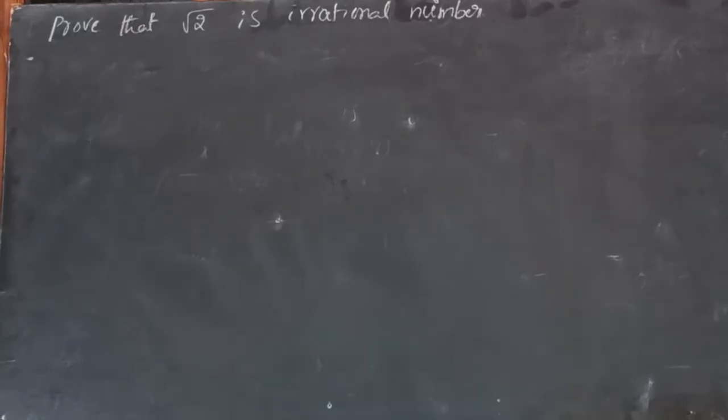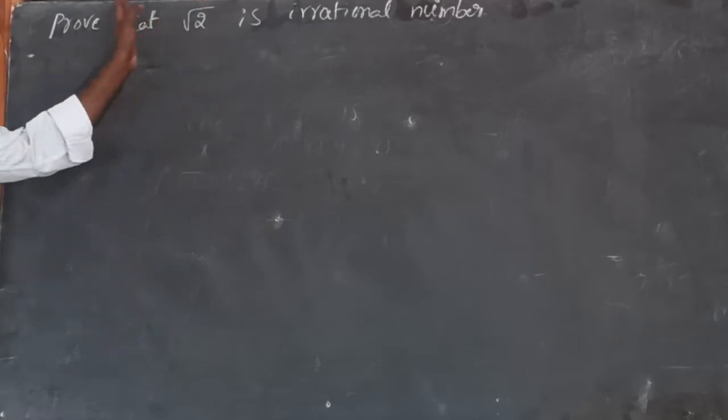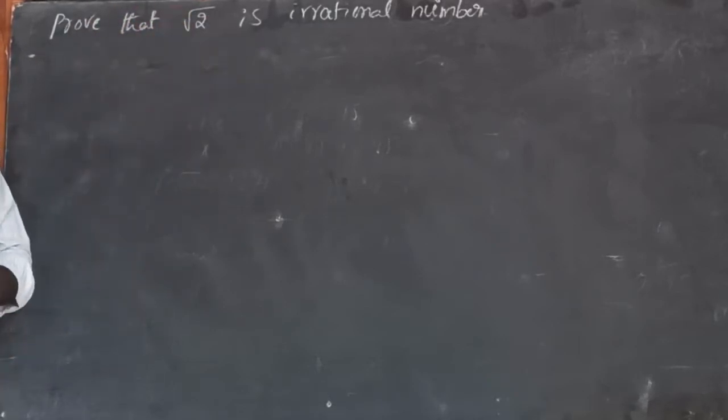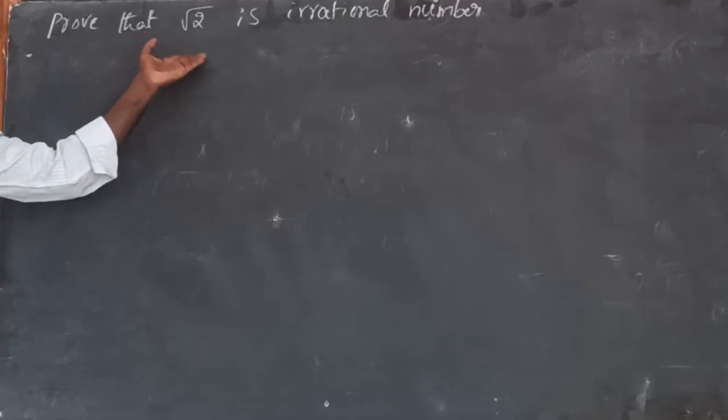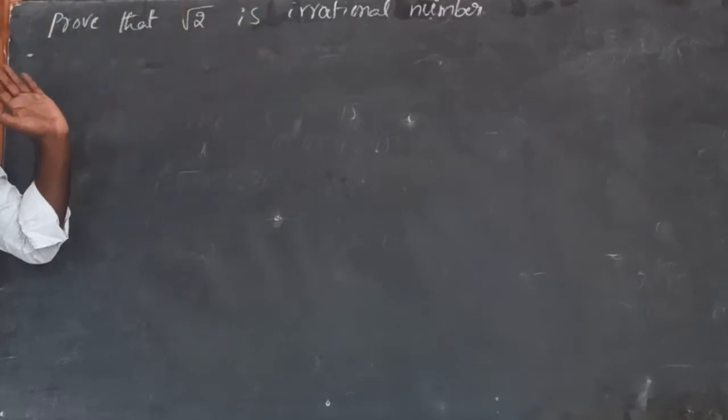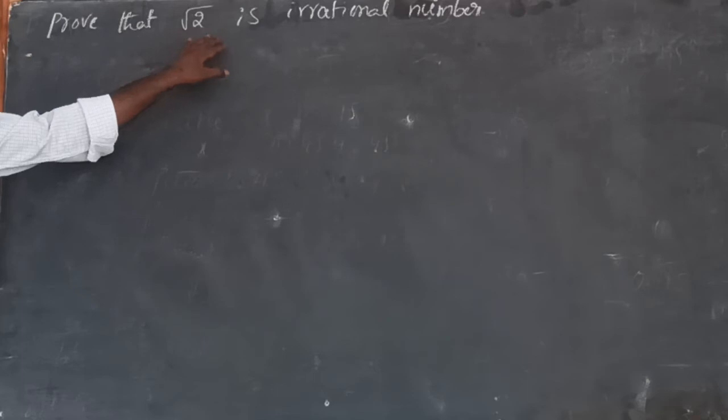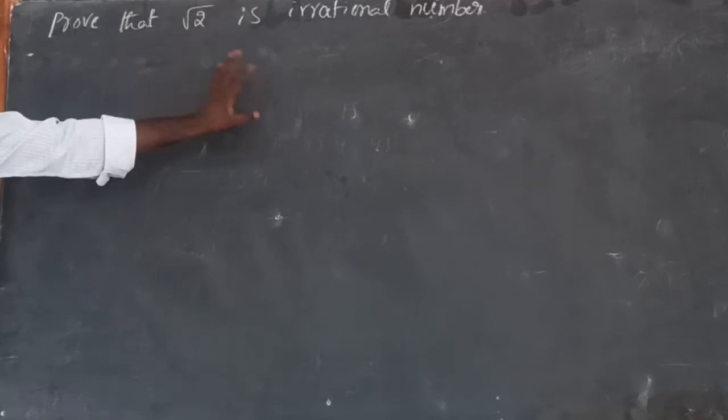Okay, how can we prove root 2 is an irrational number? But actually we don't know that root 2 is... we know that root 2 is an irrational number. So what is the value of root 2? 1.414 and so on. Okay, how can we get the value of root 2? By using the long division method.